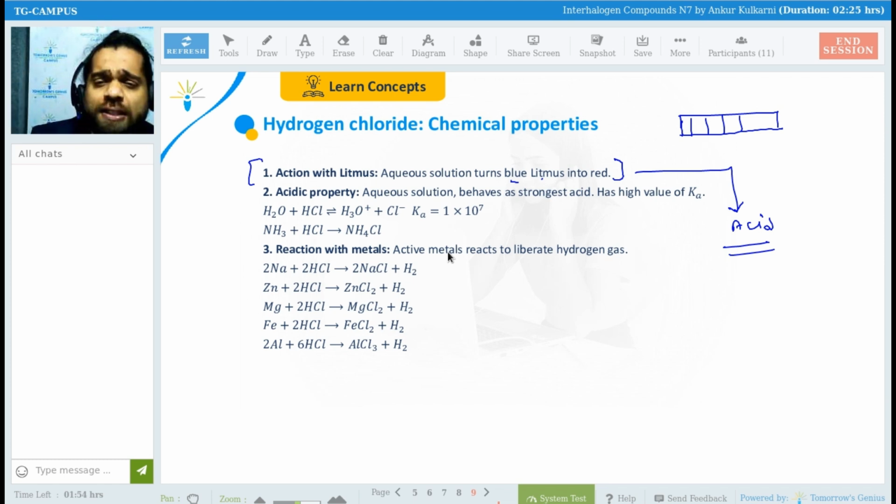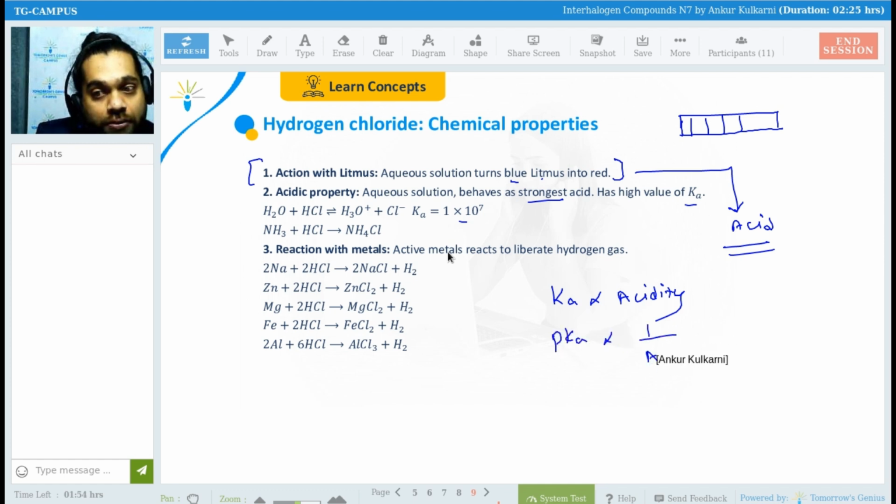Now, obviously, it behaves as one of the strongest acids, Ka 1 into 10 to the power 7. Now, remember, Ka is directly proportional to acidity. It will be useful for your equilibrium chapter. Higher the Ka, higher the acidity. And pKa is opposite. Do not get confused. pKa is opposite of Ka. Stronger acid means that Ka will be high.